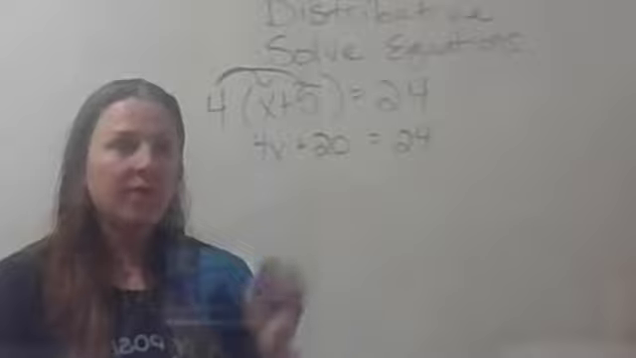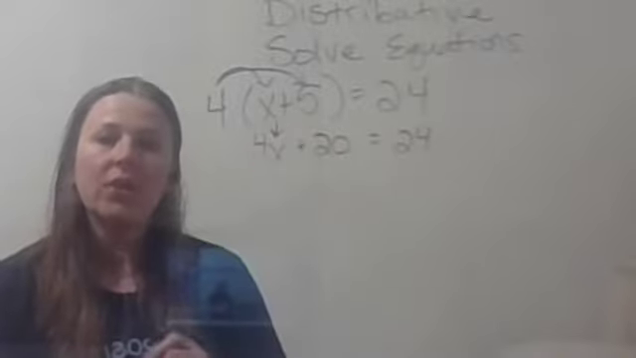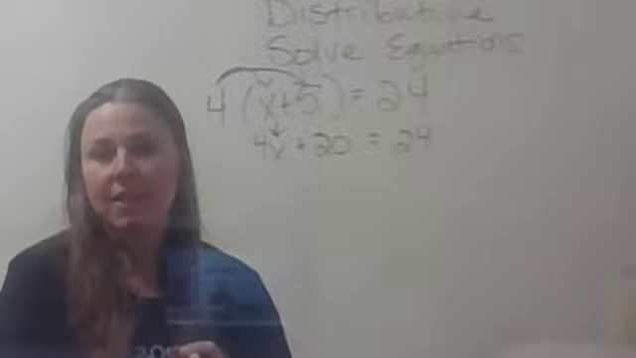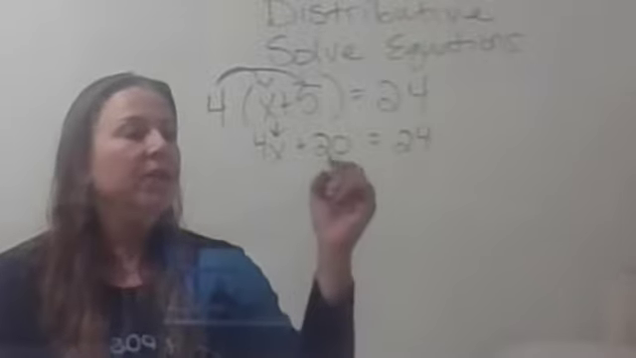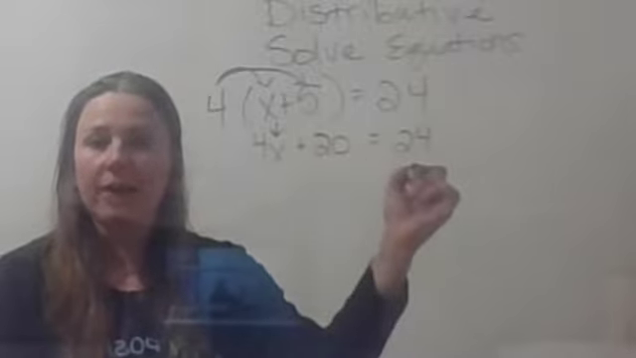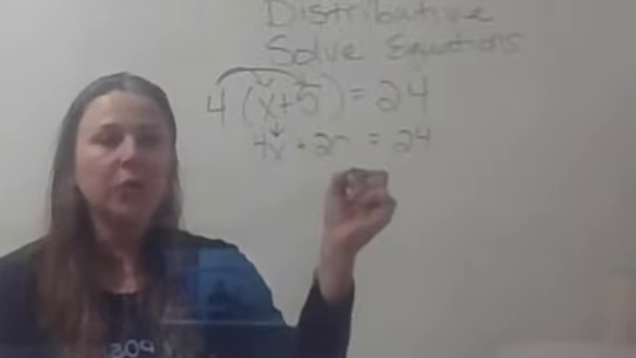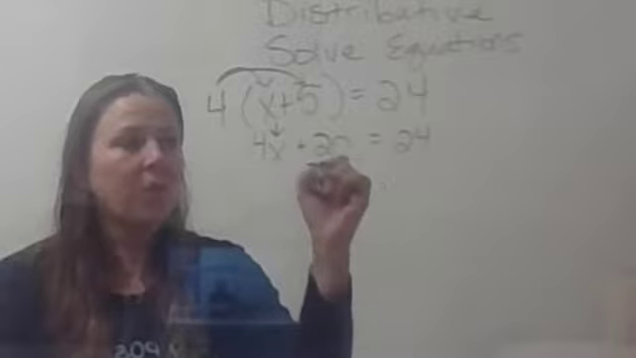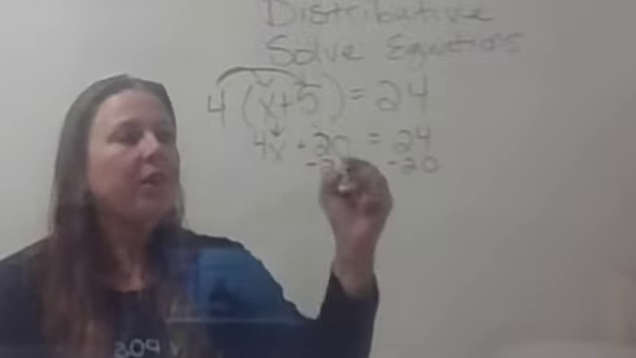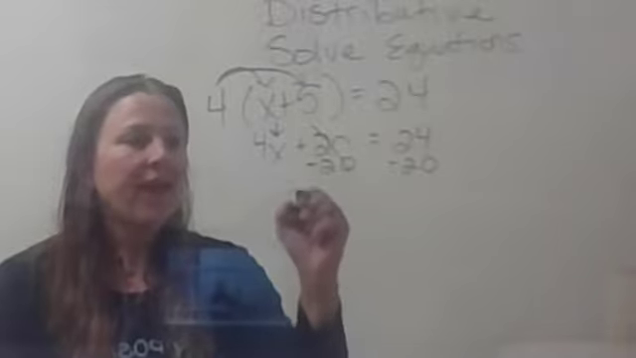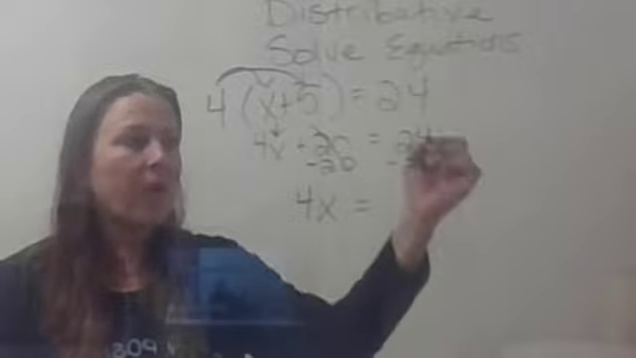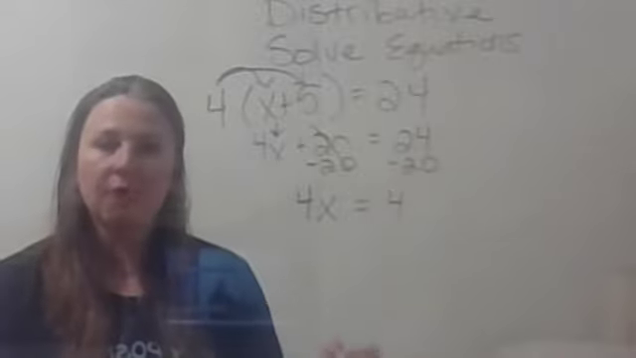Now, to solve for a letter, you want all of the numbers together on one side and all of the x-like terms together on the other side. So we're going to move this 20 over to this side, and to move, you undo what it says. So because this says plus 20, we're going to subtract 20 to move it. So now there's nothing left on the left except for the 4x. And then over here on the right, 24 minus 20 is 4.